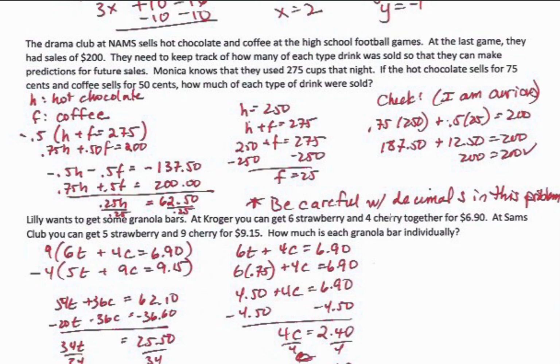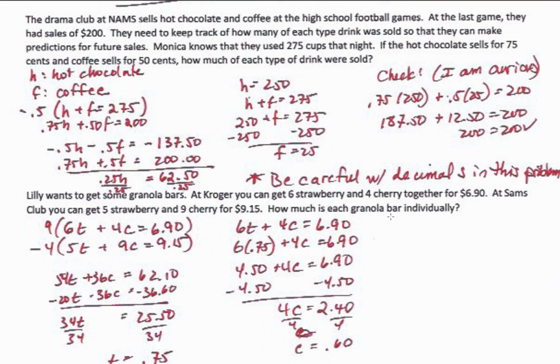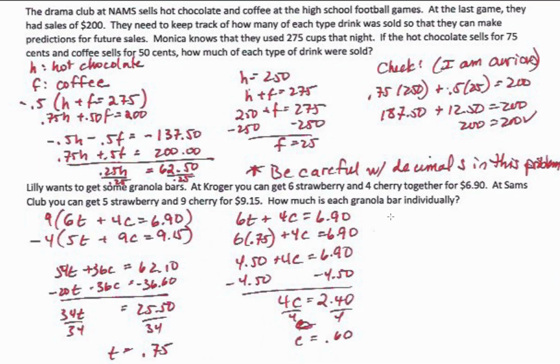Next up was a question about hot chocolate and coffee. We frequently have these kind of questions. When we do, I let H stand for hot chocolate, and I let F stand for coffee. So a hot chocolate plus a coffee is $2.75. Oh no, I'm sorry. They sell so many hot chocolates and so many coffees, and they get $2.75. 75 cents for a hot chocolate, 50 cents for a coffee, and altogether that adds up to $200. That's what we get out of the printing in here.